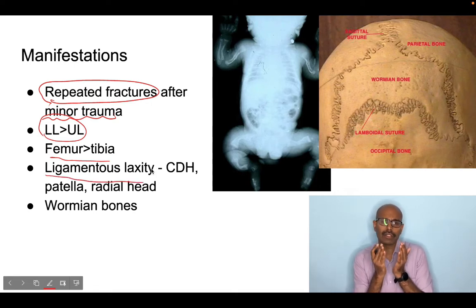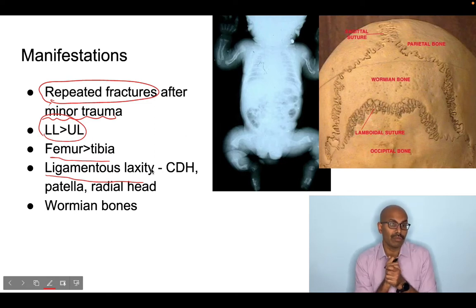You can have repeated dislocation of the hip, repeated dislocation of the patella, repeated dislocation of the radial head as well. So multiple dislocations can also be seen because of muscle imbalance, and the strength of the ligaments is reduced, and therefore you have a higher chance of dislocation because of this.